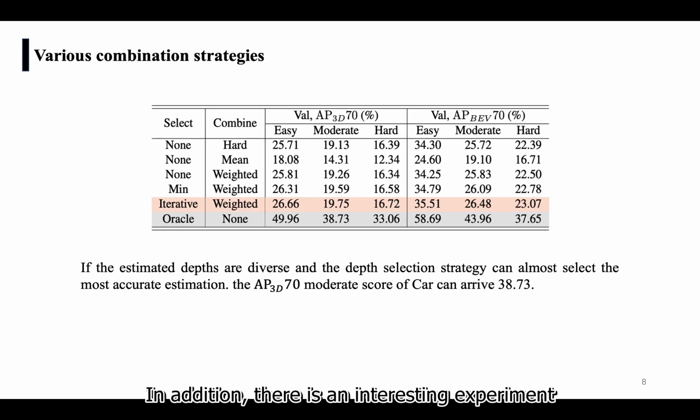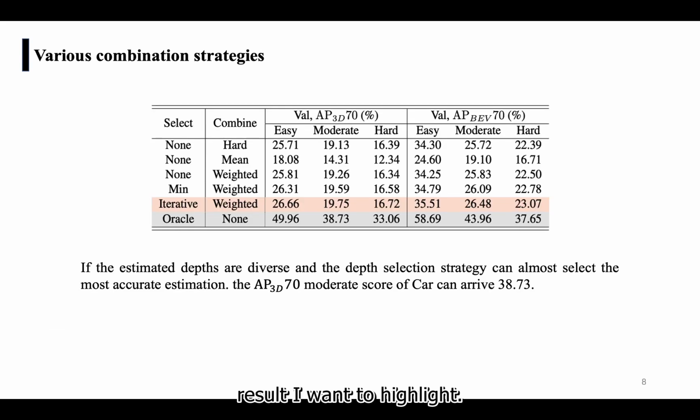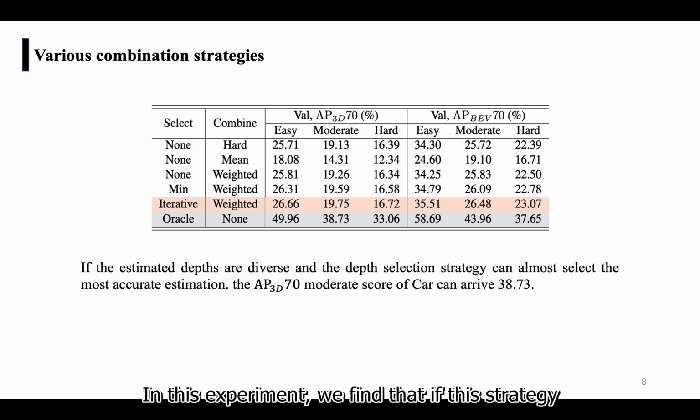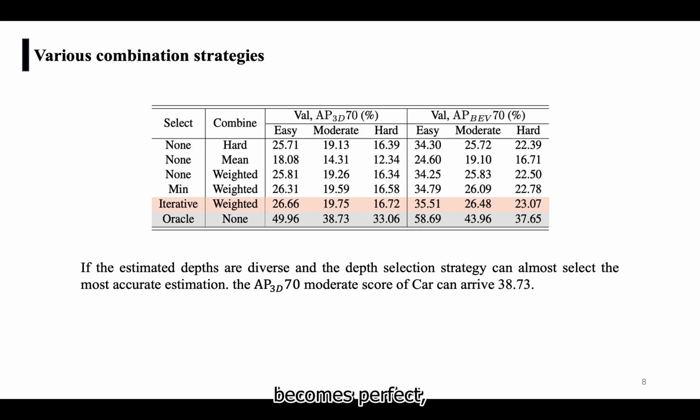In addition, there is an interesting experiment result I want to highlight. In this experiment, we find that if this strategy becomes perfect, which means it always selects out the most precise estimation, the detection scores are almost doubled. This result further confirms the importance of diversity for monocular depth estimation.